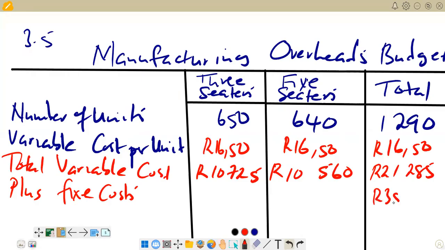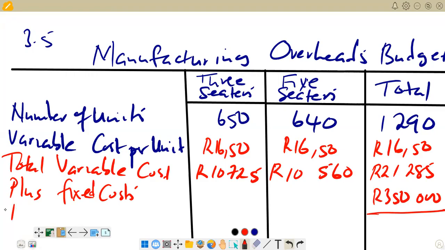We have got 350,000. So what happens now, what we are saying now, we are now adding variable plus fixed. So what are we saying? Here we have got fixed, and then we say this is our variable. Our variable total is 21,285. Then we add to 350,000. Then we now get our total manufacturing overhead.